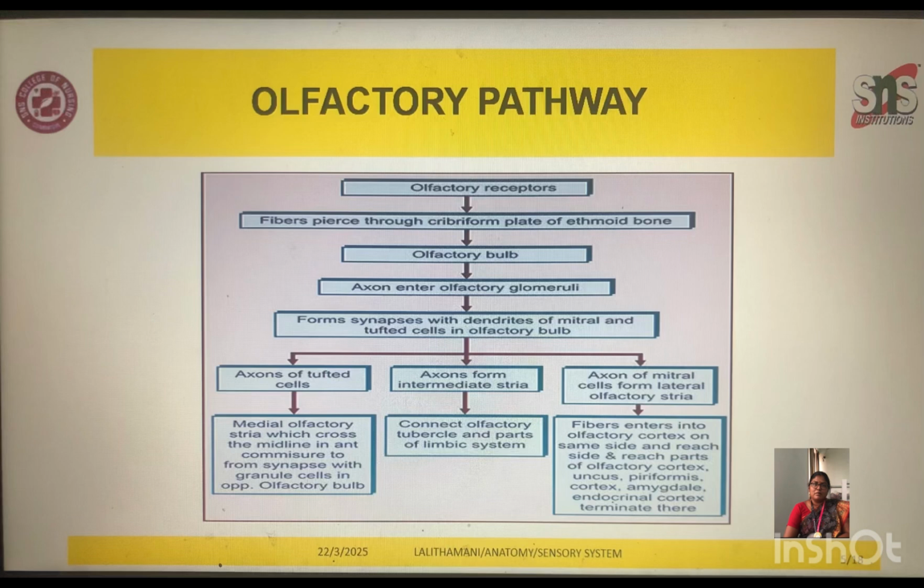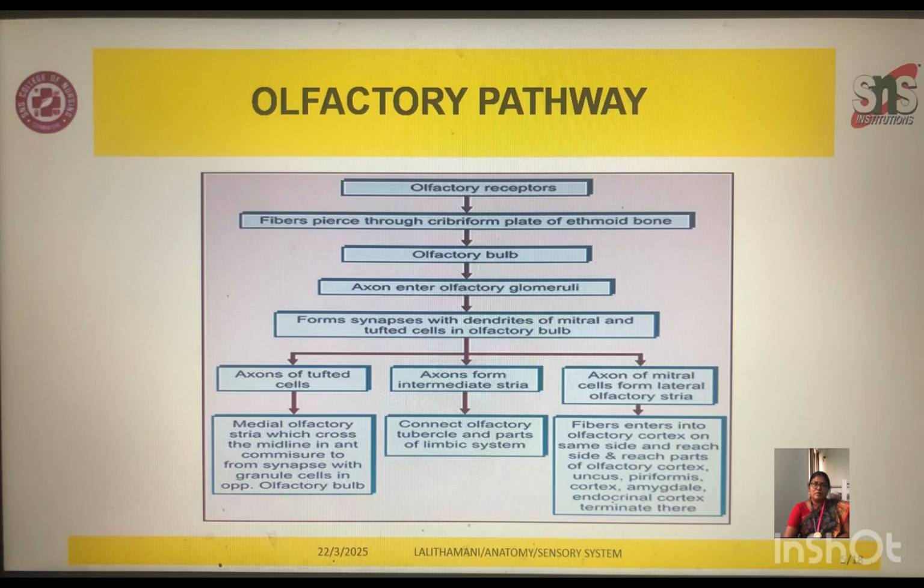The olfactory pathway gets initiated when the olfactory receptors come into action. The olfactory receptors' fibers pierce through the cribriform plate of the ethmoid bone. The receptors present in the nose and the surrounding structures of the nose pass through the cribriform plate of the ethmoid bone, to reach the next station, that is the olfactory bulb.